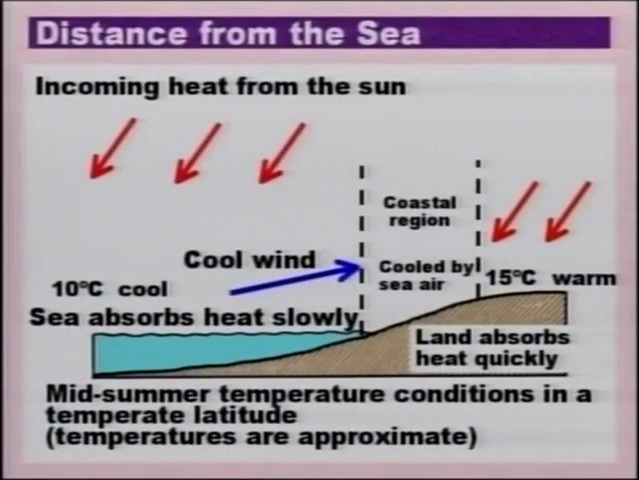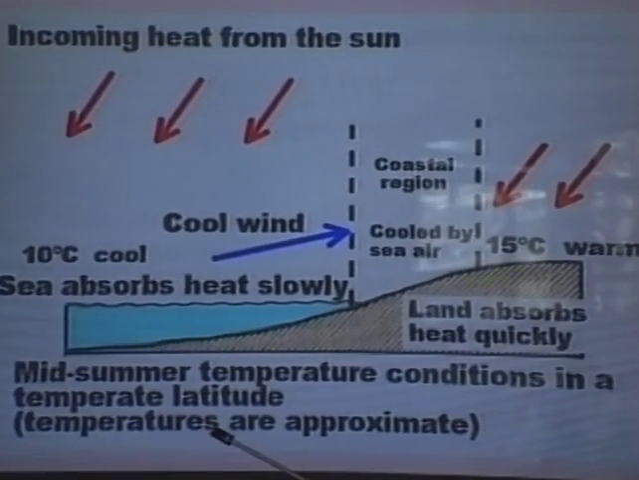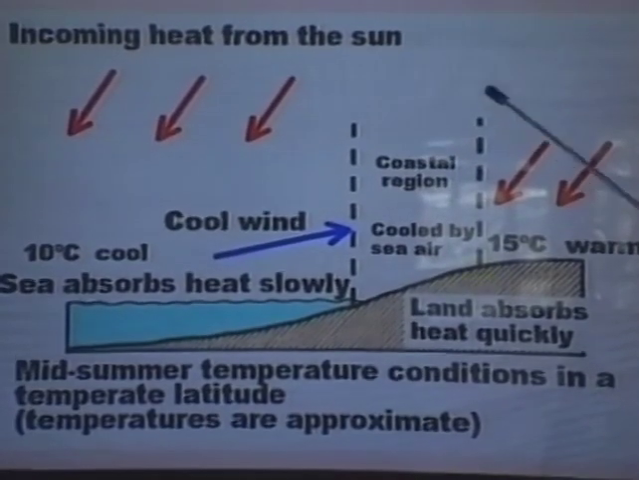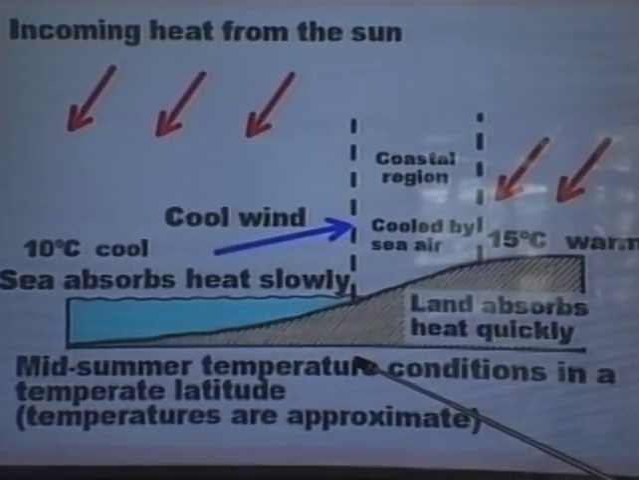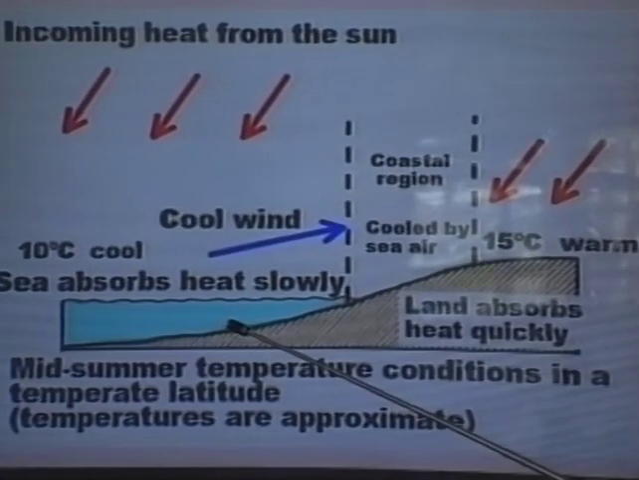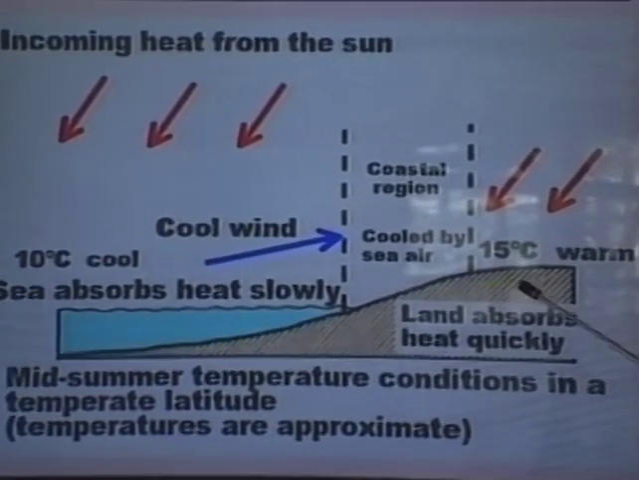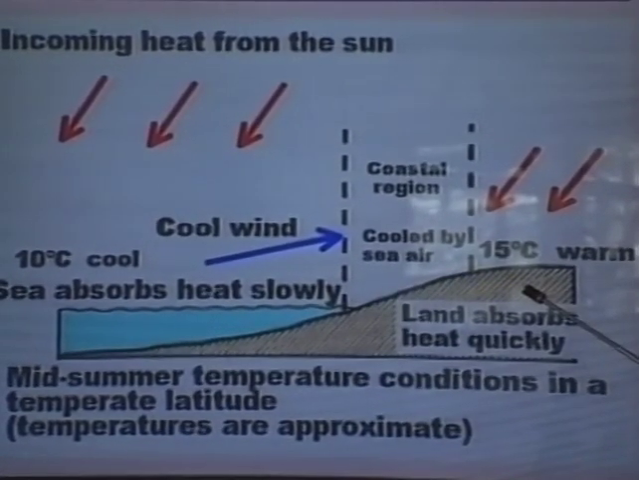We have the land, we have the sea. Incoming solar radiation as shown by the red arrow. This is a midsummer temperature condition in a temperate latitude. So it's summer in this particular diagram here. Note, we already learned that the sea heats up slower and loses heat slower also. The land heats up faster and loses heat faster.